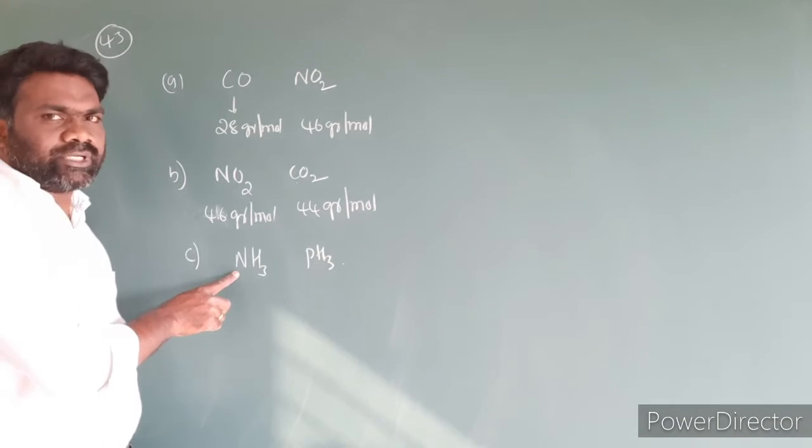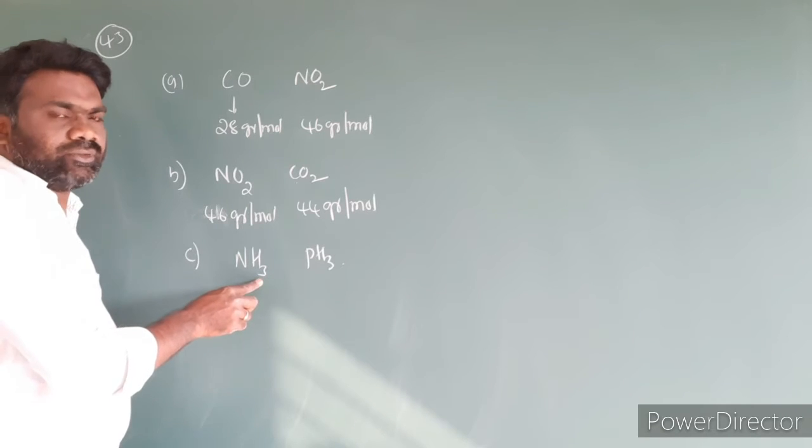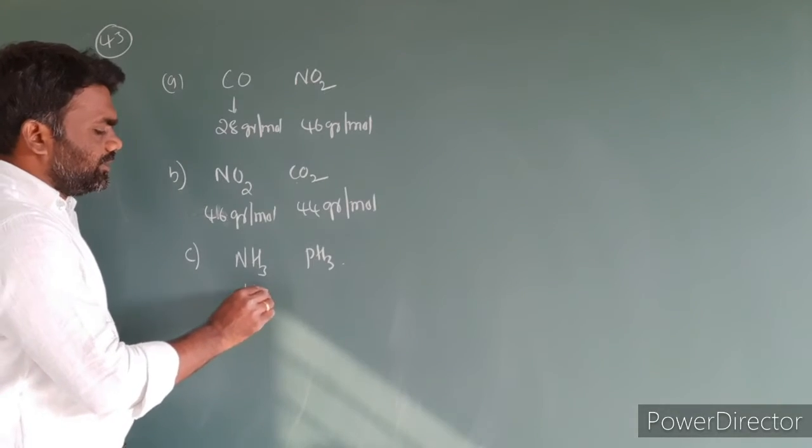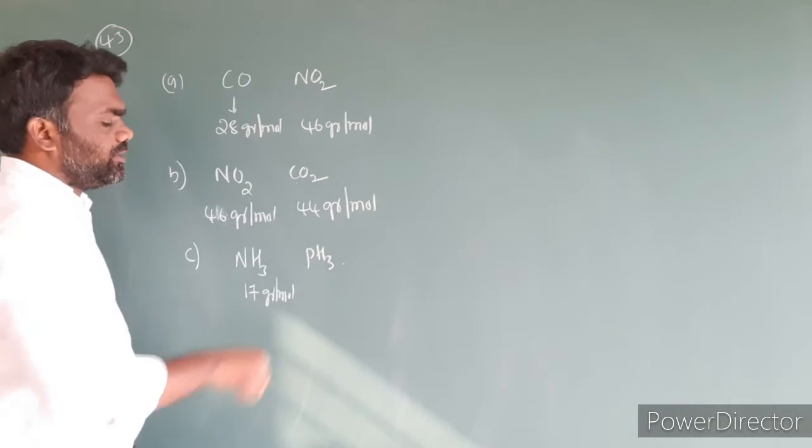So nitrogen is 14. Each hydrogen is 1. That means the total for hydrogen is 3. So 14 plus 3 is equal to 17. This is 17 gram per mole.